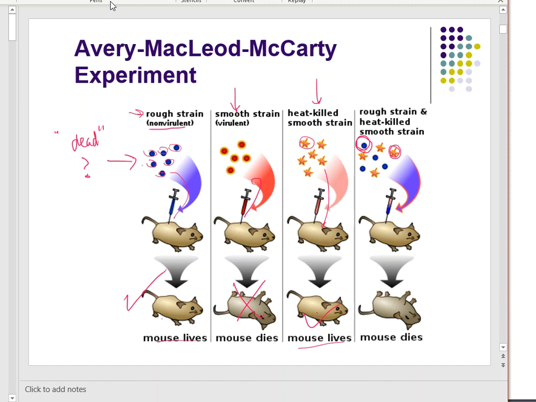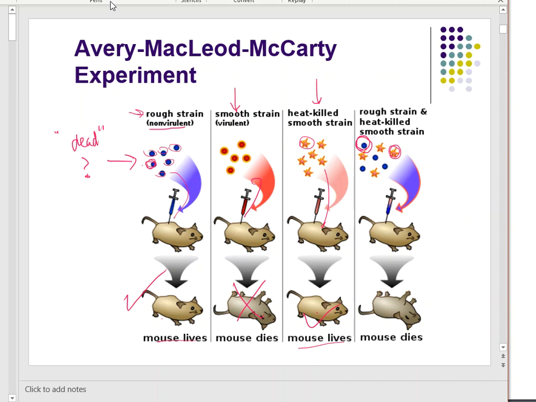Now there's the difference. Because this one was a smooth strain that carried a virus, and we killed it. And those dead little bodies were mixed in with these things that were still alive. They just didn't carry a virus. And we mixed these two things together, and they had a party, and they made out. And it killed the mouse.